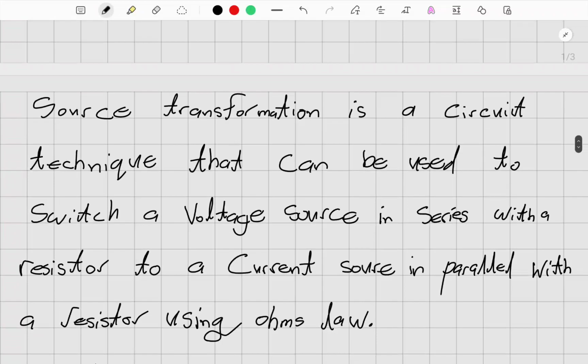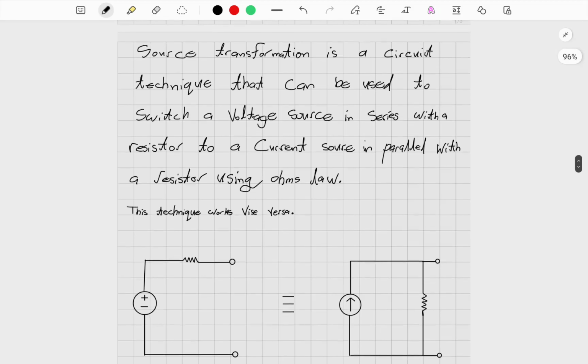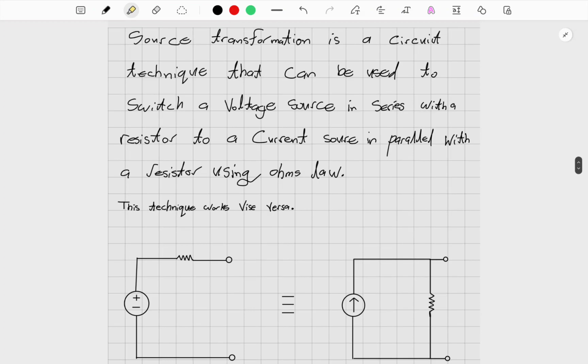So here's the technical definition that I wrote. I'm going to try to include that while I'm explaining. So as you can see here, I have a voltage source in series with the resistor, and I could actually turn that into a current source in parallel with the resistor. And how am I going to do that? Well, simply using Ohm's law. And I'm just going to use Ohm's law to do that.